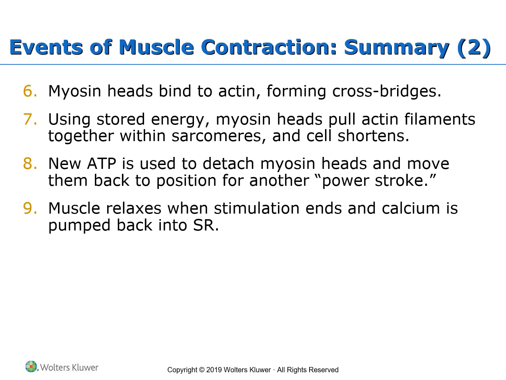Once the myosin heads are binding to actin, cross bridges will be formed, and using stored energy, the myosin will pull actin filaments together and the cell will shorten. In order for a new power stroke to happen, I will need a new ATP molecule to detach myosin heads and move them back to position for another contraction. Muscle will relax when stimulation ends and calcium is pumped back into the sarcoplasmic reticulum.